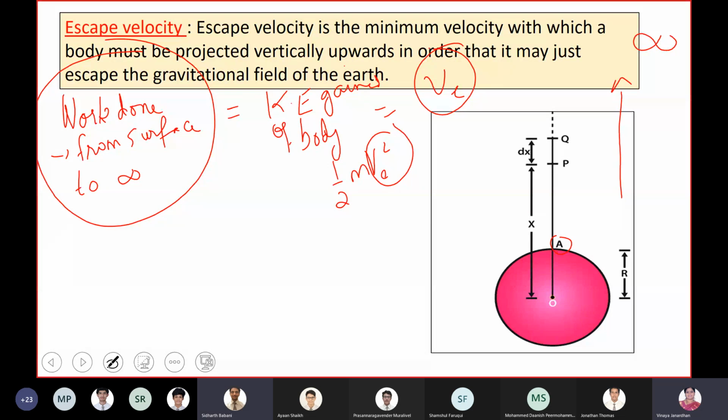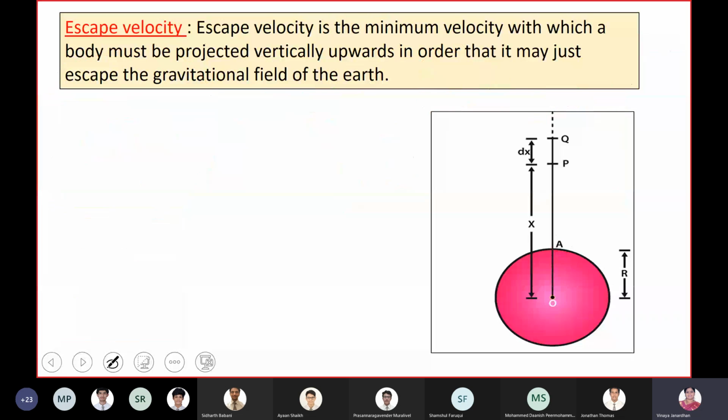Yes, ma'am. So first write what escape velocity is, the definition, and then write the key concept. Then we'll solve it stepwise. Work done to move the body from the surface to infinity will be equal to the kinetic energy gained by the body, where ve becomes your escape velocity. I'll write the key concept.